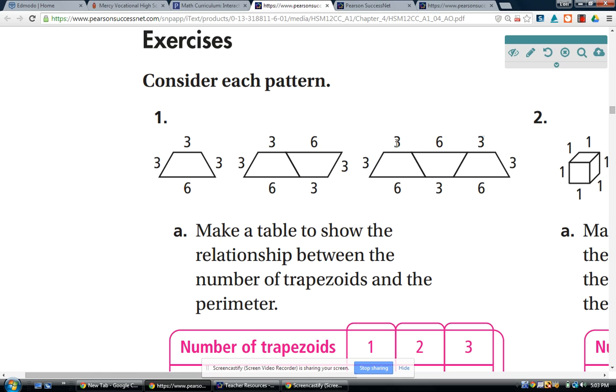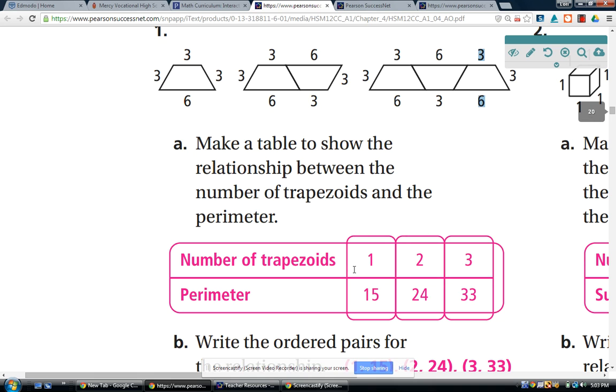The third one, we have 3 sets of 9. So instead of adding all these numbers together, I could do 9 times 3, which is the number of trapezoids, or it's how many sets of 9 I have, plus the 6 on the outside. So you'll see, if I did the shortcut, 9 times 1, or the number of trapezoids, plus the 3 plus 3, or in other words, plus 6, it's equal to 15.